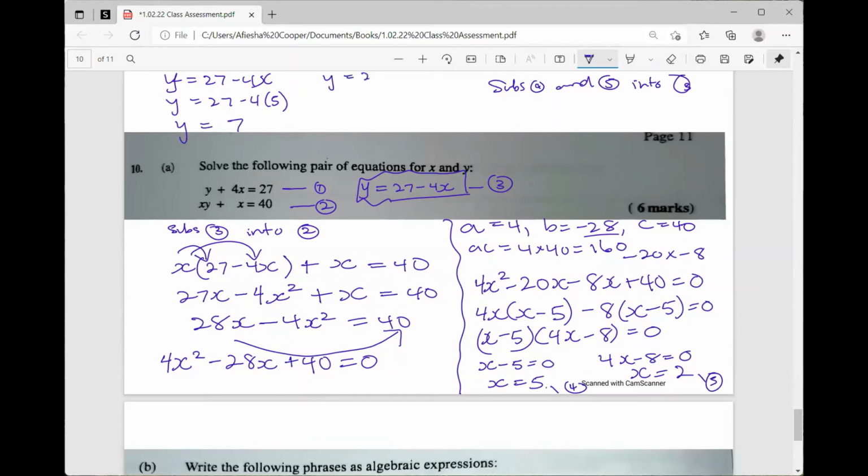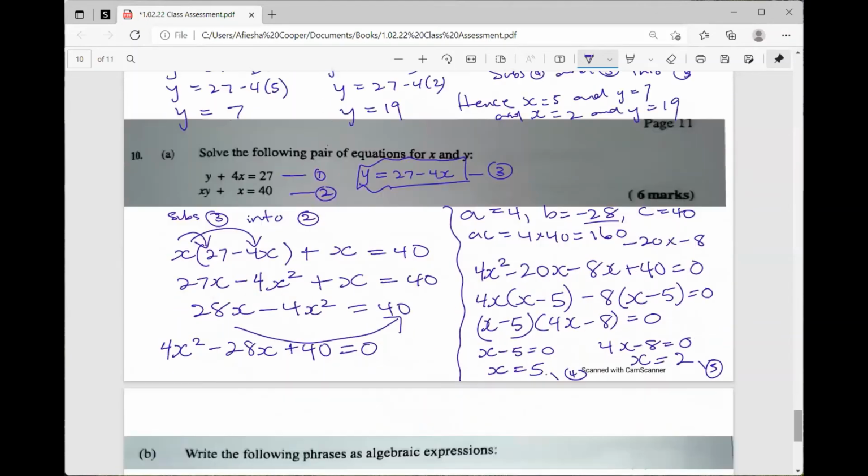And y is equal to 27 minus 4x. Y is equal to 27 minus 4 by 2. Y is equal to 19. So hence, x is equal to 5 and y is equal to 7, or x is equal to 2 and y is equal to 19. Any questions here? It's a little scrappy, but you should be able to follow it.